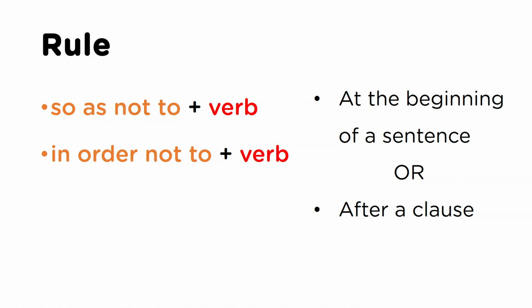Okay, so what exactly is our rule here? So again, like I said, so as not to and in order not to have the same meaning, and in fact, they have the same grammar. So let's take a look at how we use these. And our rule is, we use so as not to, or in order not to, followed by a verb in the infinitive. And we can use this at the beginning of a sentence, or we can use it after a clause.